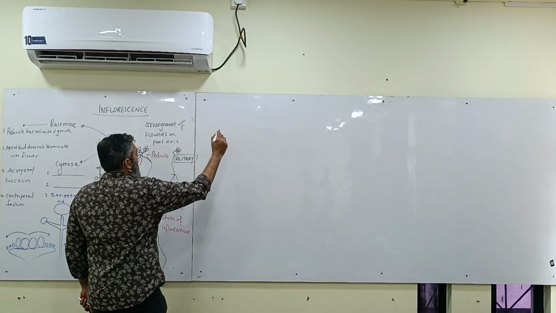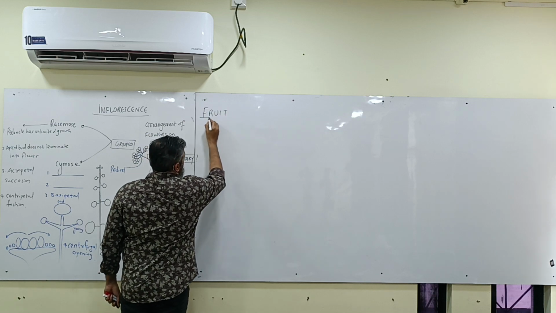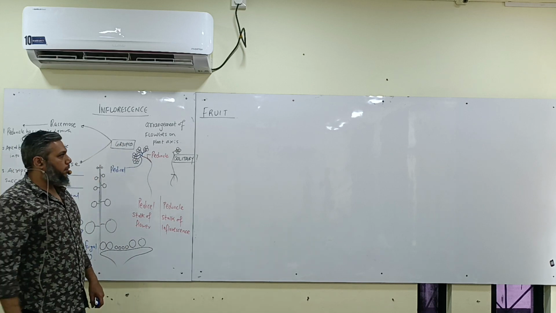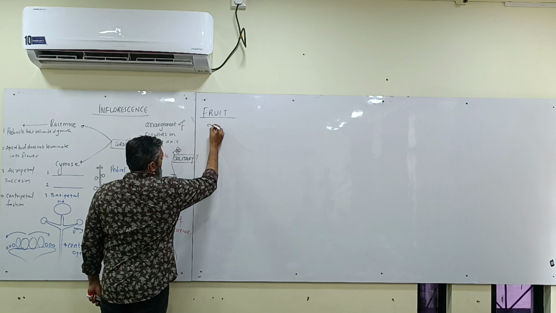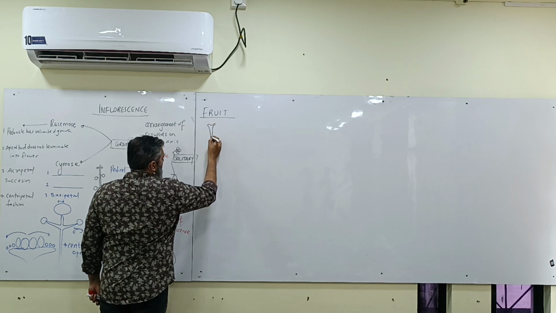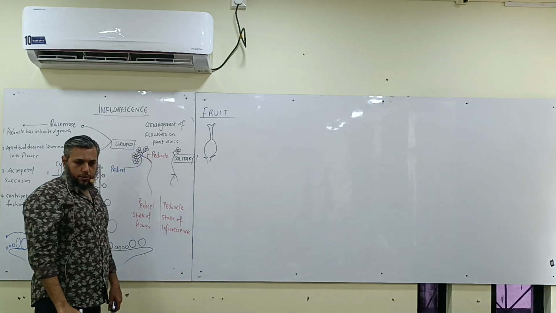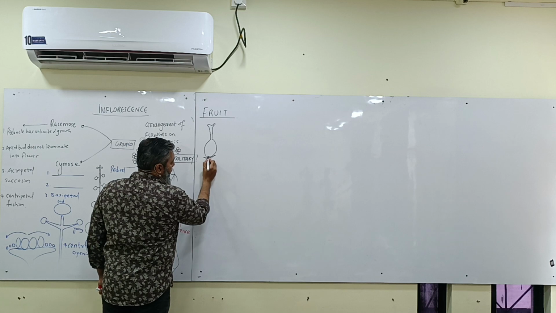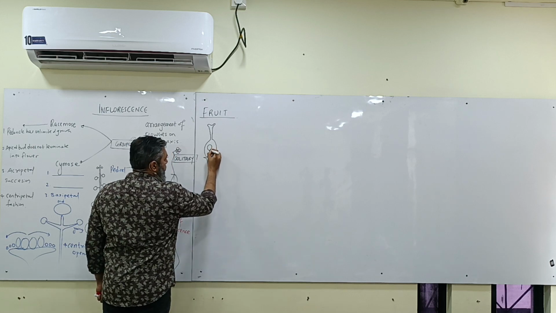Next, we'll begin our discussion with the fruits in angiosperms. And some basic things I've already told in yesterday's lecture. That the carpel shows the presence of stigma, style and ovary. And inside the ovary, there is a nutritive tissue called placenta. And on the placenta there is ovule.